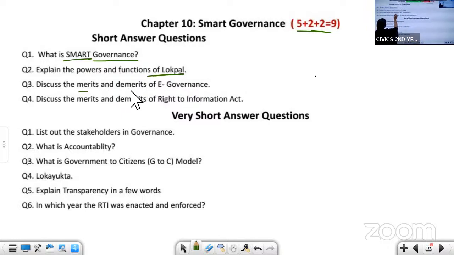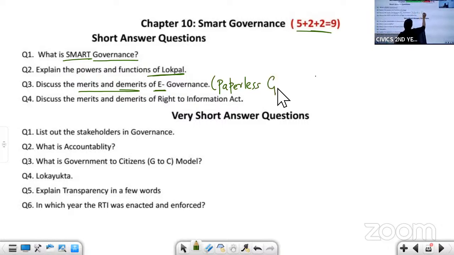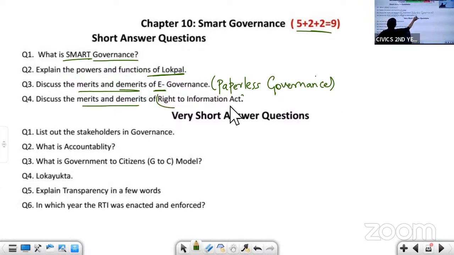Then what are the merits and demerits of e-governance? What is e-governance? Governing through electronic mediums. That is called electronic governance, or we also call it paperless governance. And we will also study about the Right to Information Act. What is this act and what are its merits and demerits?